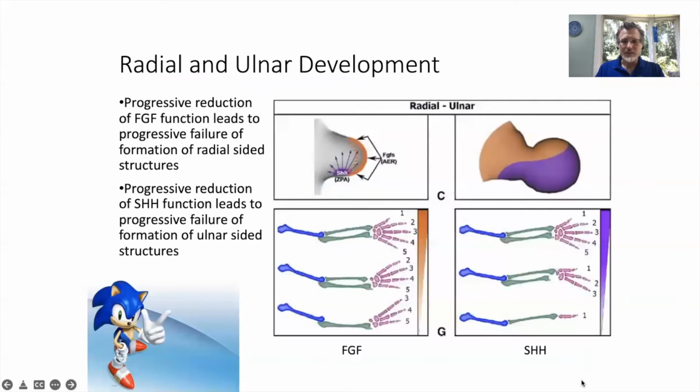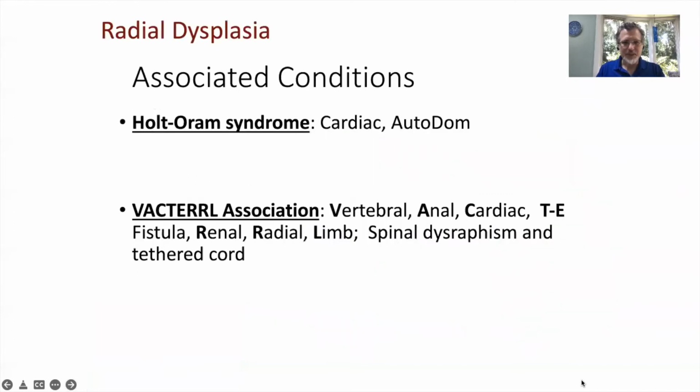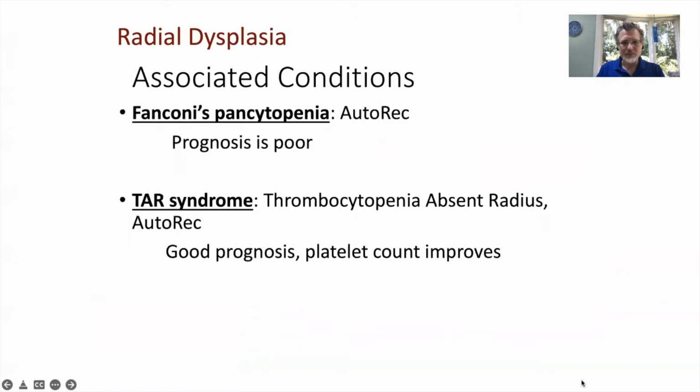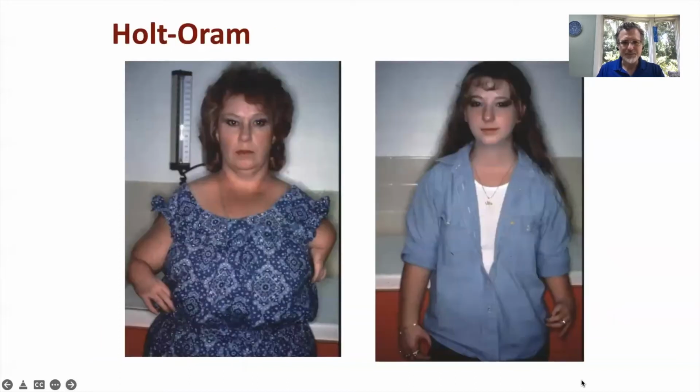In the radial and ulnar development, there's a progressive reduction of fibroblast growth factor, leading to progressive failure of formation of the radial-sided structures. If you look at ulnar-sided growth restriction, there's progressive reduction of sonic hedgehog. So these are different growth factors that lead to different phenotypes. Associated conditions include Holt-Oram syndrome and VACTERL association, as well as Fanconi's pancytopenia and TAR, thrombocytopenia absent radius.